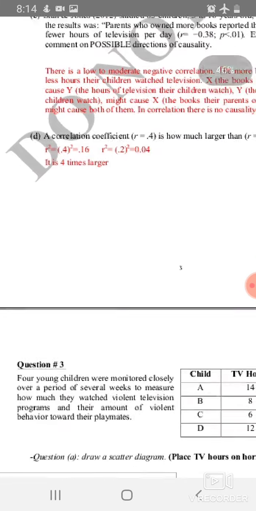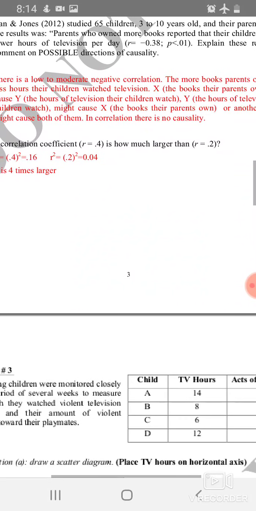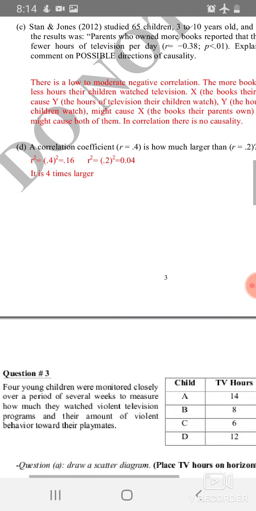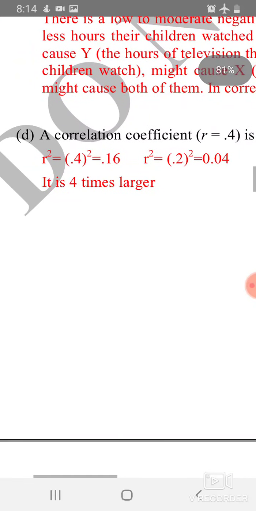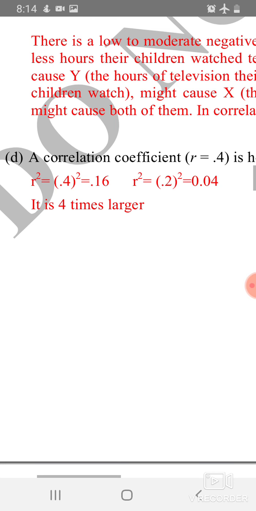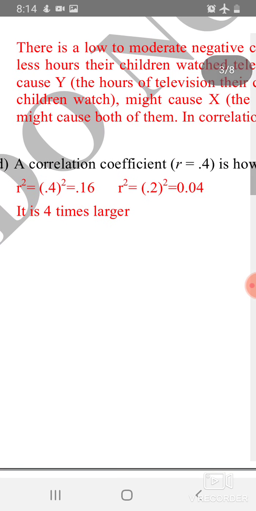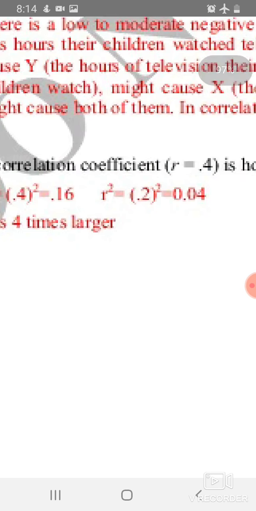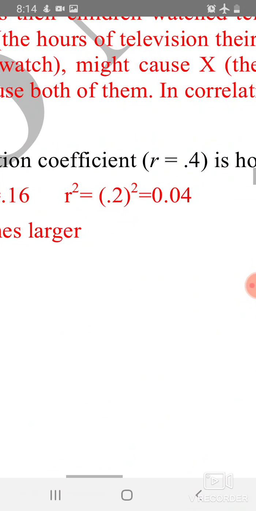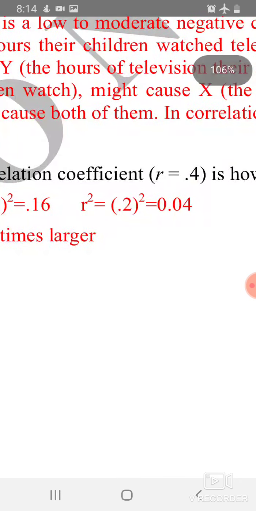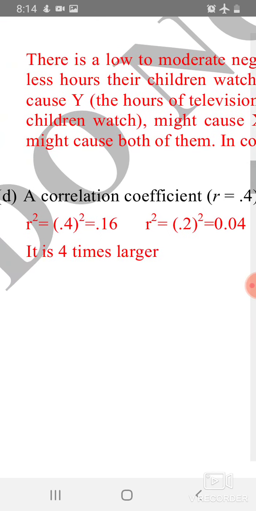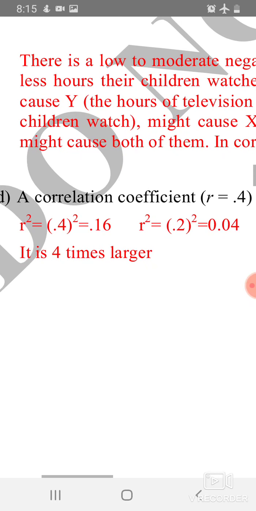As far as correlation coefficients and knowing how much larger one is than the other, you simply calculate the effect size. So in this case, let's say you had an R of 0.4 and you square it, that would be an R squared of 0.16. And if you had an R-score or a correlation score of 0.2 and you square it, you would have an effect size of 0.04. 0.16 is 4 times larger than 0.04.